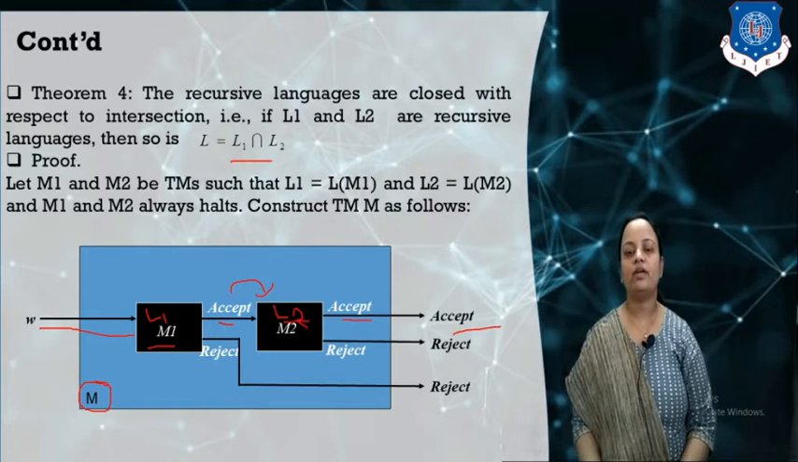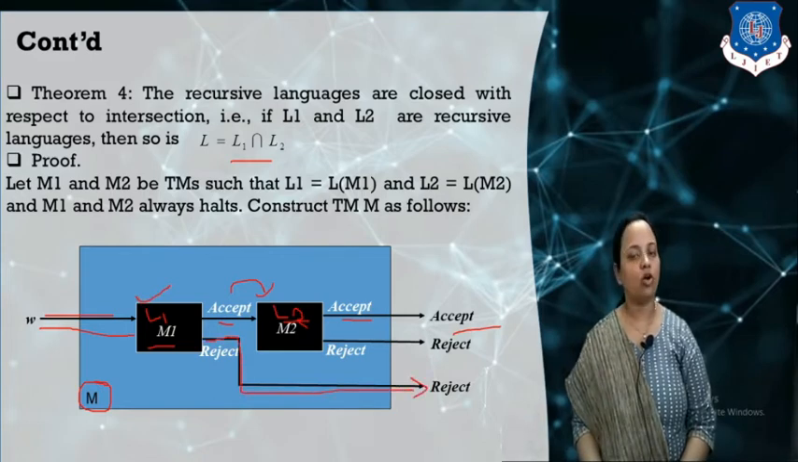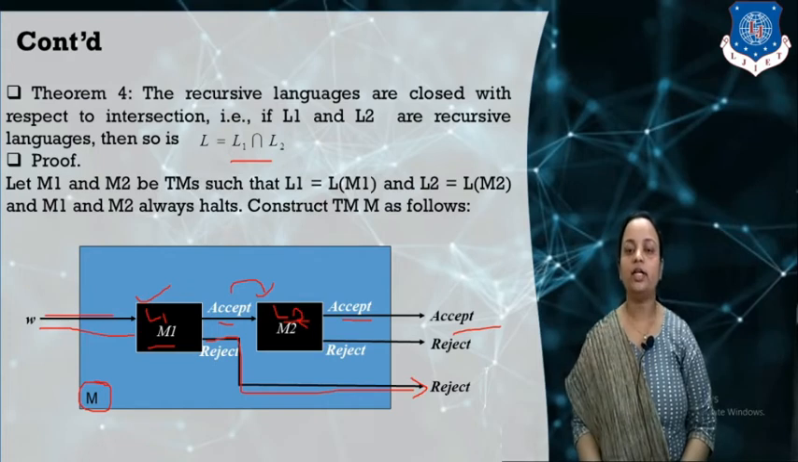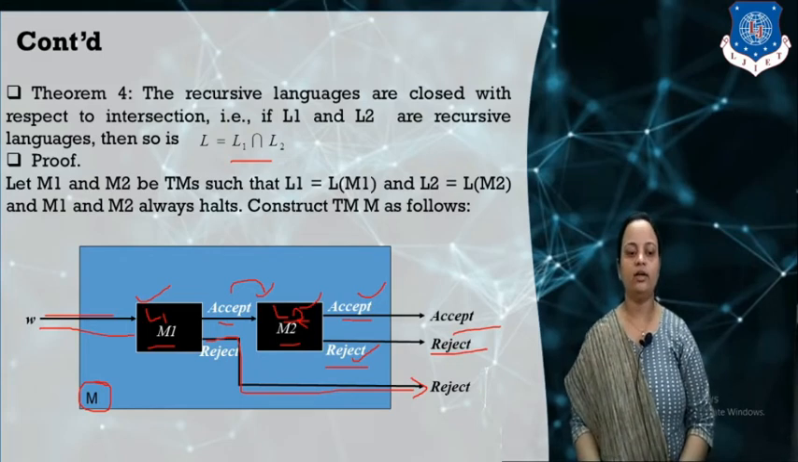But if the string is not in L1, it means that M1 directly rejected it, and so this M is also rejected. If the string is in L1, it means that M1 accepted. So there are two possibilities for machine 2: either it accepted or rejected. If the string is not in L2, it means that machine 2 will reject it, and the machine M is also rejected.